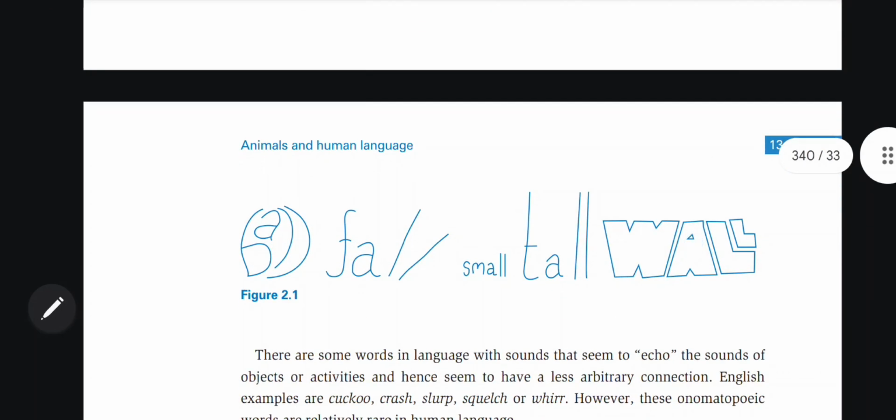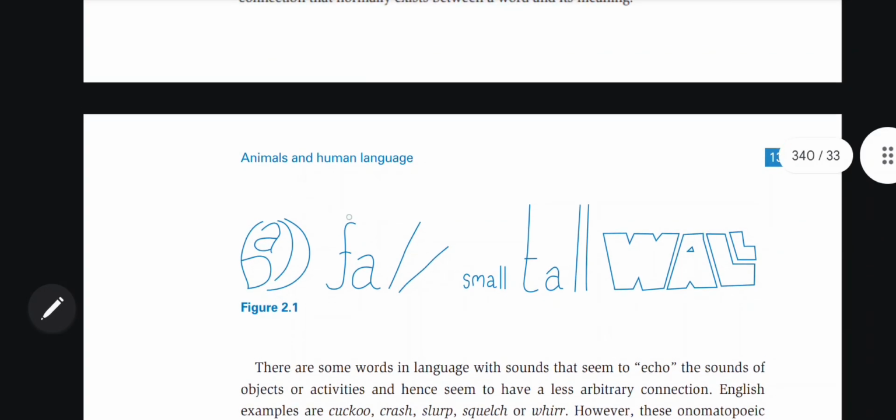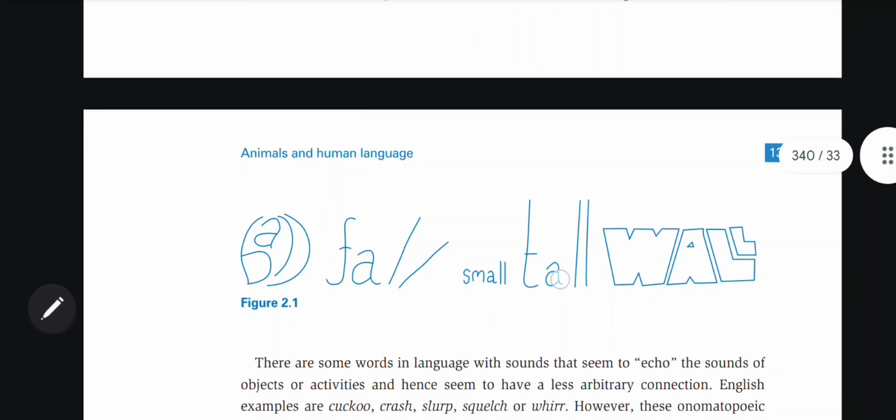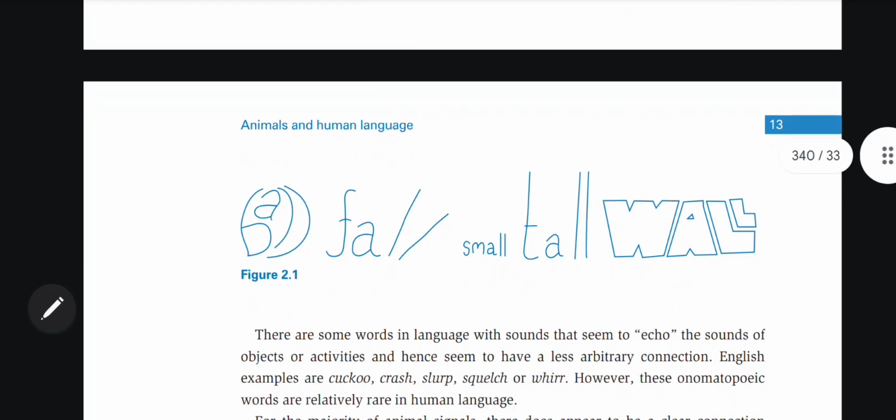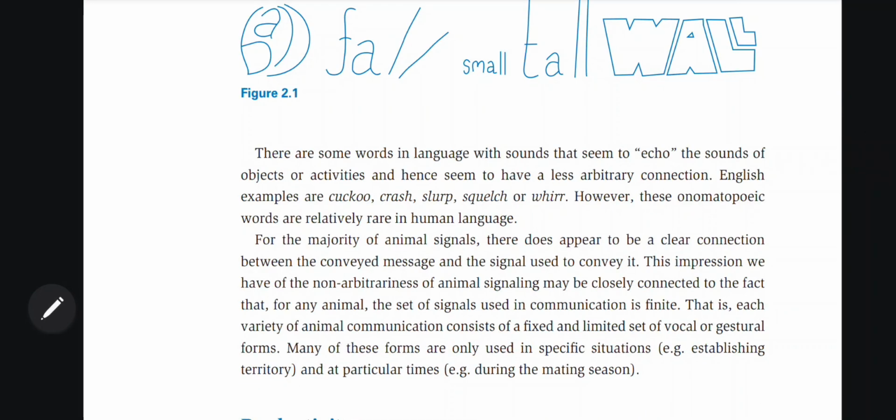Here are some examples of how words could be if there were a real connection. For example, ball would look like a circle, like a ball in reality. Fall or tall, with tall letters, and wall as well. But we have a small exception, like echo. Words that echo the sounds of objects and activities seem to have a less arbitrary connection. English examples are cuckoo and crash.